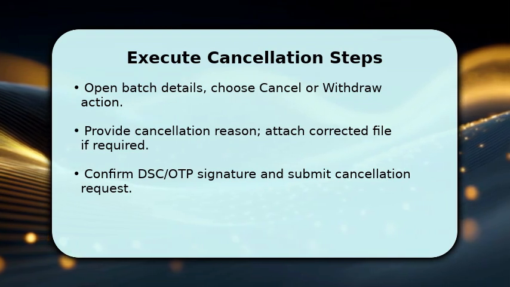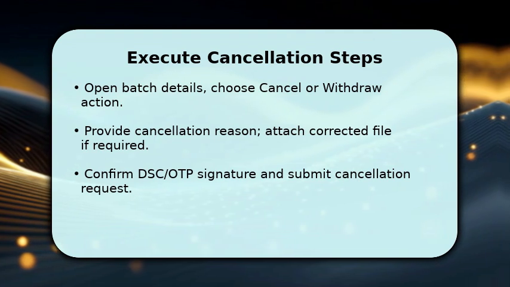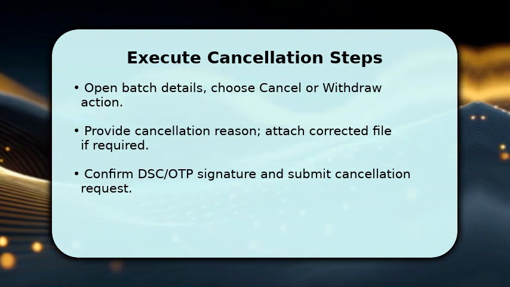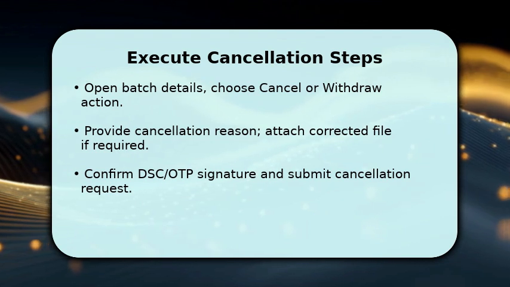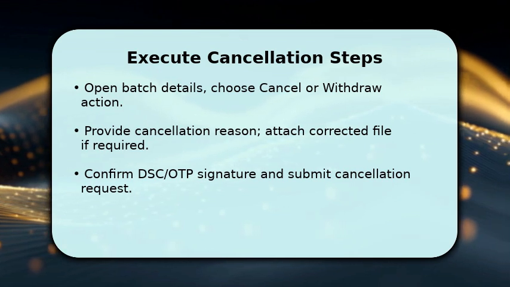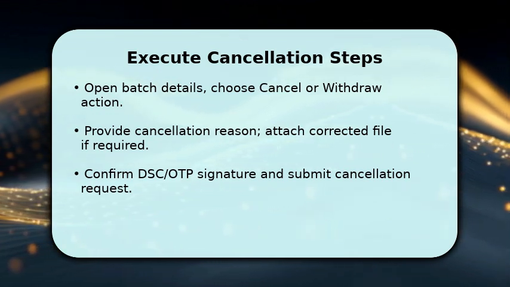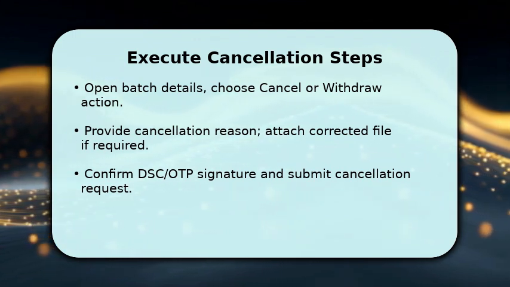Open the batch details page and select Cancel or Withdraw. When prompted, enter a concise reason: incorrect entries, duplicate, or technical failure, and attach the corrected batch if the portal allows immediate replacement. Next, authenticate using DSC or OTP to validate the cancellation. This is critical because it finalizes permission on ICAI records.